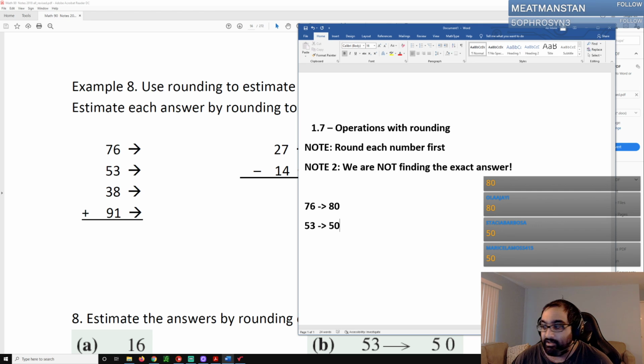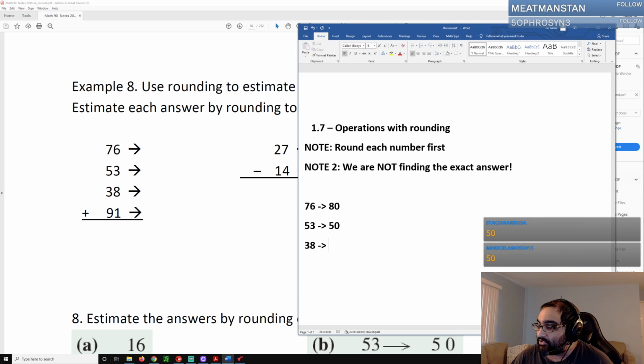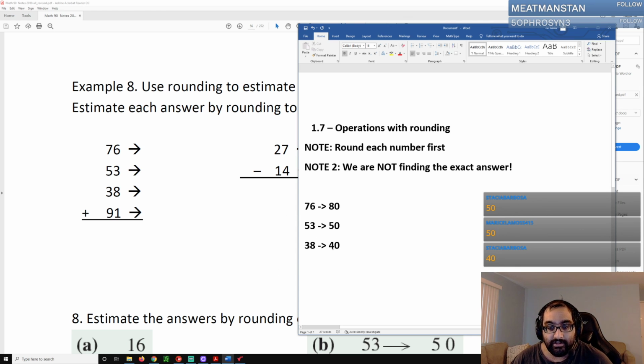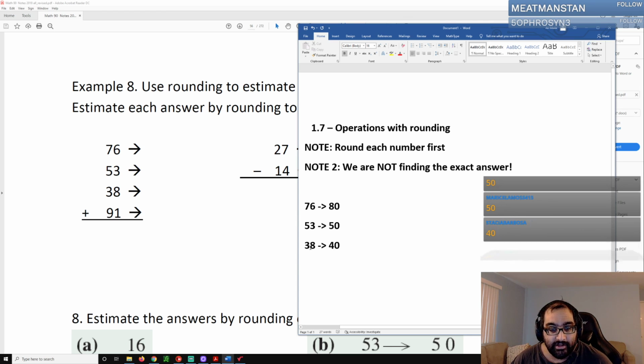Okay, great. That's right. So the answer definitely is 50. All right, so far so good. Let's look at 38. 38 rounds to... Okay, so 38 is going to round to 40. All right, so again, that's just going to go up. Again, you have an 8 next to the 3, and then you should be good to go there. Good.